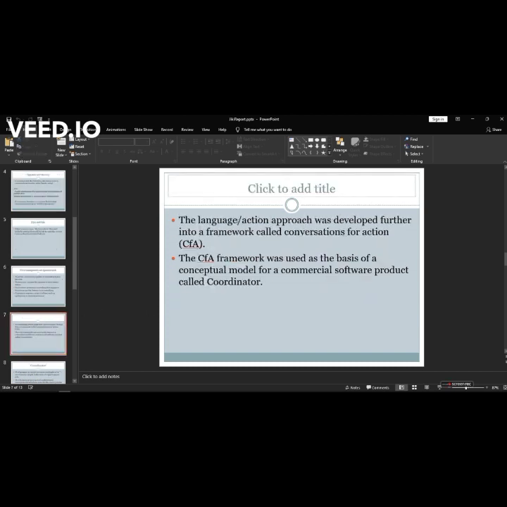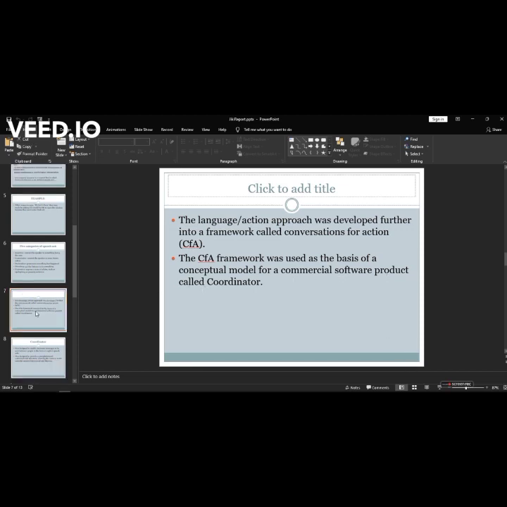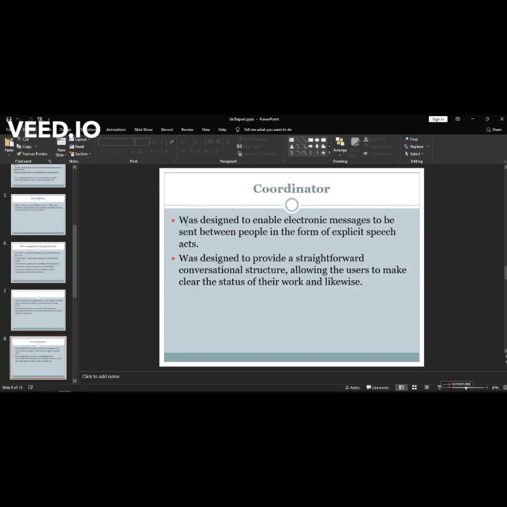The language action approach was developed further into a framework called Conversations for Action, in short CFA. The CFA framework was used as the basis of a conceptual model for a commercial software product called Coordinator. Coordinator was designed to enable electronic messages to be sent between people in the form of explicit speech acts, and also to provide a straightforward conversational structure, allowing users to make clear the status of their work.